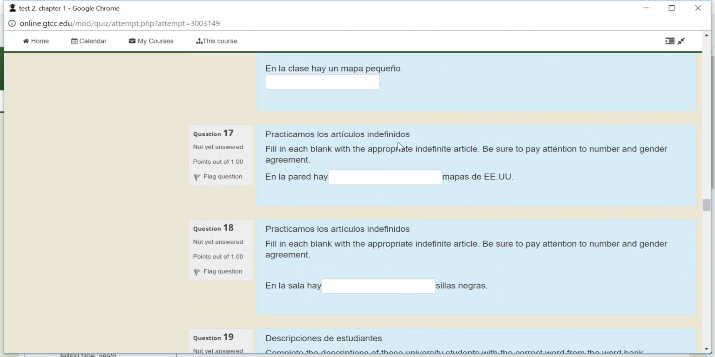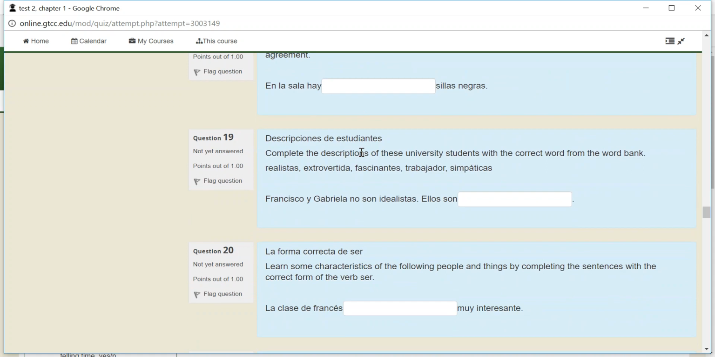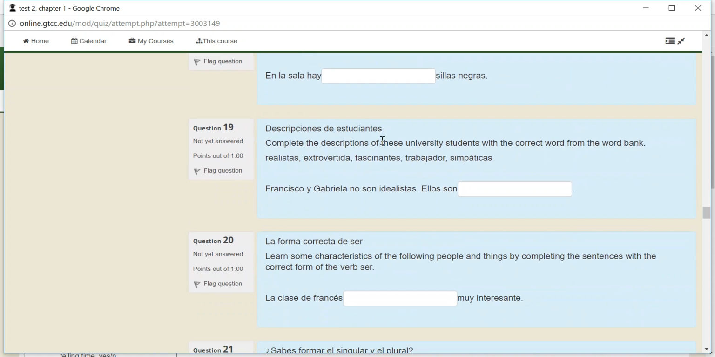Artículos indefinidos, that's like the one before. You're just filling in the blank with the appropriate indefinite article, the un, una, unos, unas. Same thing here. Descripciones de estudiantes. Complete the descriptions of these university students with the correct word from the word bank. Your word bank is right here.